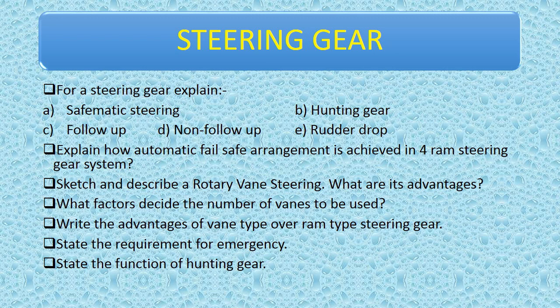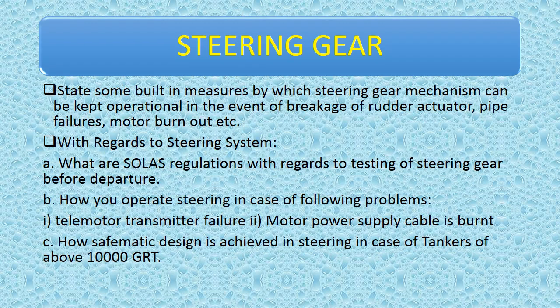What factors decided the number of vanes to be used? Write the advantage of vane type over ram type steering gear. This is advantage. State the requirement for emergency and state the function of steering gear. Okay, in continuation, state some built-in measures by which the steering gear mechanism can be kept operational in the event of breakage of rudder actuator, pipe failure, motor burns out, etc.